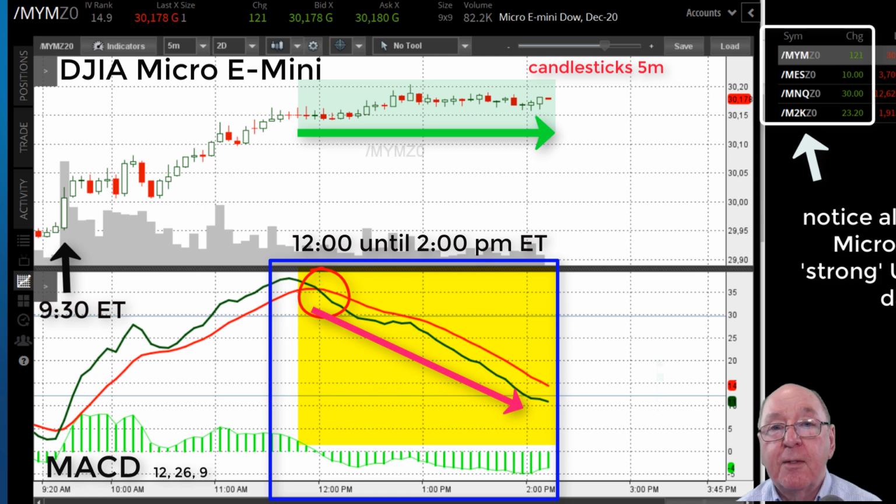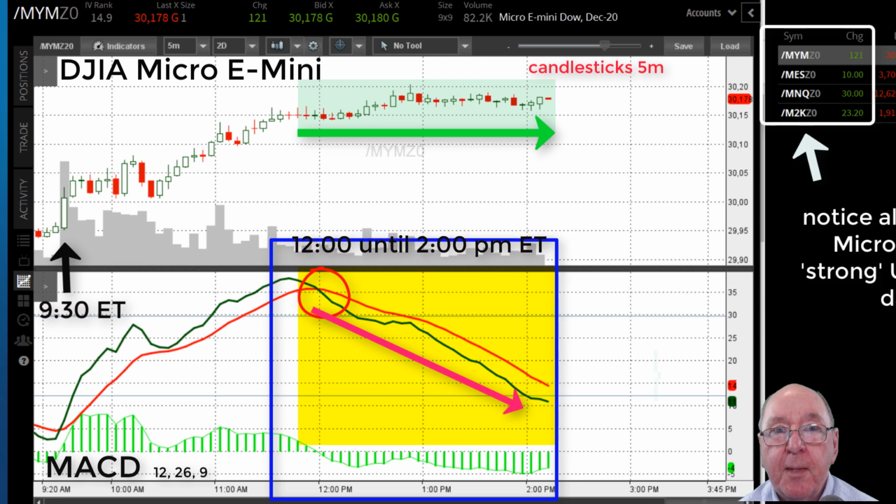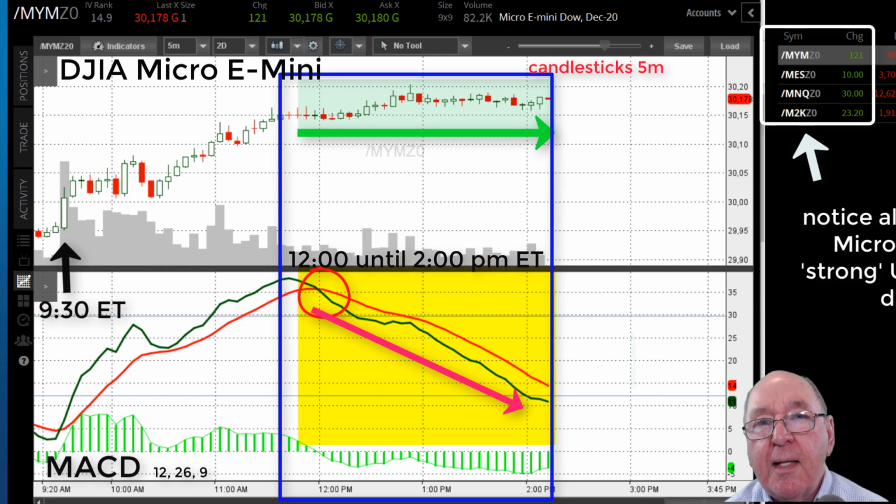And yet, you see the green horizontal arrow in the upper pane of this window has the DJIA average being absolutely flat during the entire 2 hours. So how could you avoid getting trapped by this signal that turns out to be a fake one? Well, look at the trend for the day. At 9:30 in the morning, the market opens, it went up, and then it stayed level between noon and 2 p.m. It did not go down.